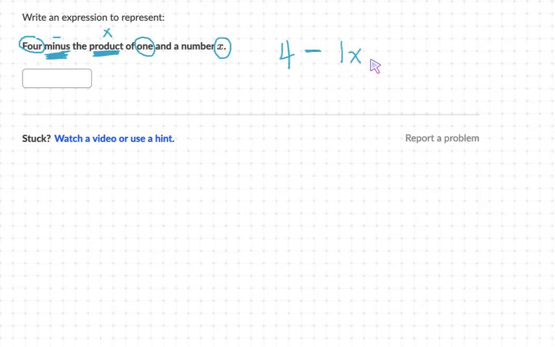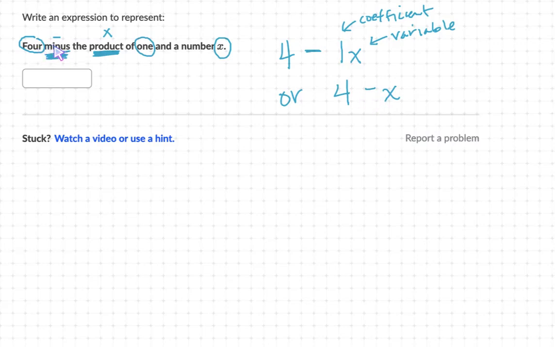So 4 minus 1x. Product is multiply, but remember if I have a number and a variable next to it, I don't really need a multiplication sign next to it. I can just stick them right next to each other because this is a coefficient and this is a variable. Whenever I have a coefficient and a variable next to each other, I already know it's multiplication, so I don't need another multiplication symbol. I could either write 4 minus 1x, or I could get rid of that 1 because we already know an x by itself is 1x. So either one of these is correct.